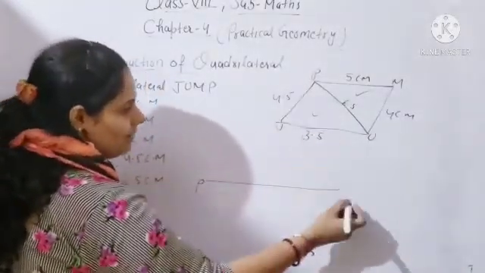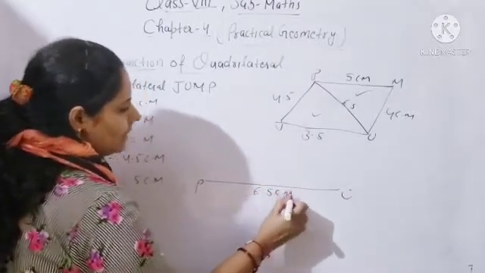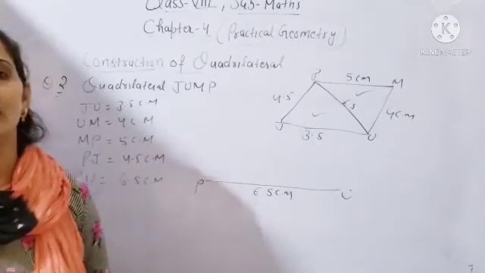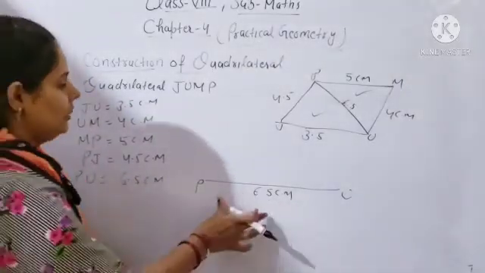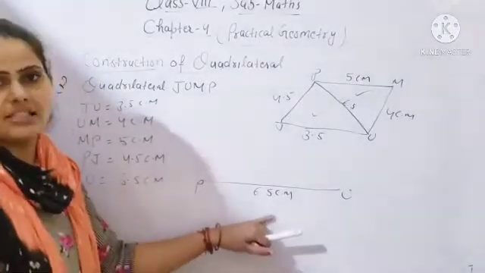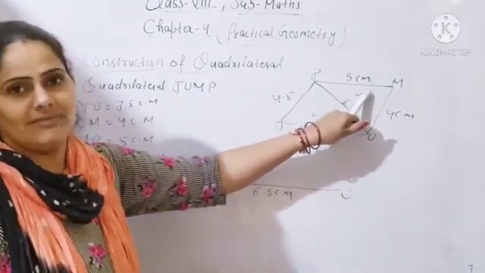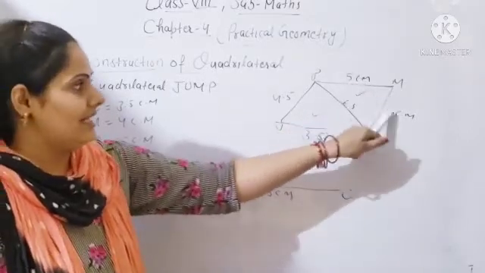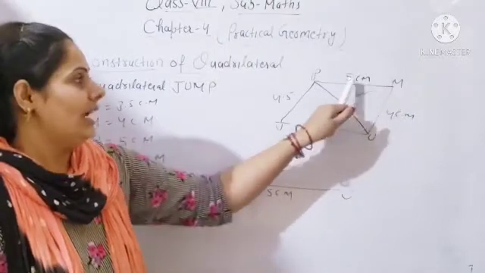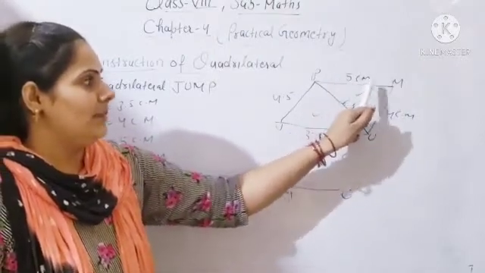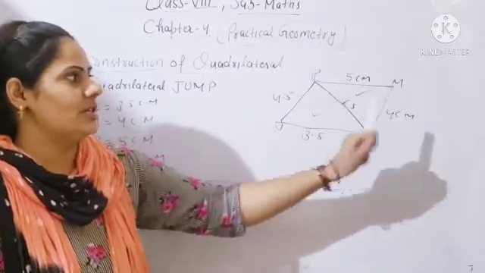What is the name of this diagonal? PU. So you will draw PU, 6.5 centimeter, with the help of your scale, the ruler. This is 6.5 centimeter. Now what you have to do? First you will draw this one triangle. So what is the intersecting point of both the lines? Point M. And what is the length from P to M? This is 5 centimeter, and from U to M this is 4 centimeter.